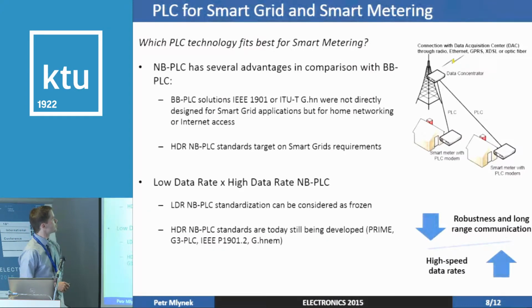After that, we want to find which power line technology fits best for the smart metering issue. I can say that the narrowband power line has several advantages in comparison with broadband power line, because broadband power line solutions are not directly designed for smart grid issues. They are designed for home area networking and so on. But high data rate narrowband power line standards directly target smart grid requirements.